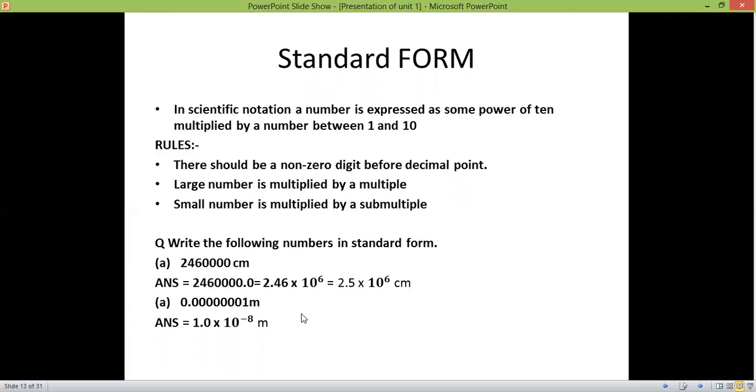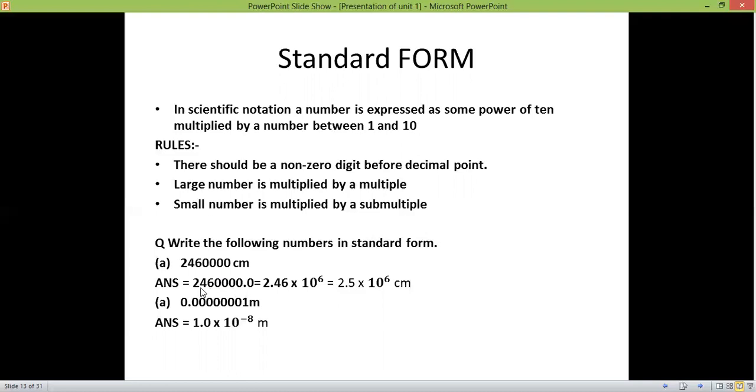In order to write it in standard form, first we need to add a decimal point to it. We have added the decimal point at the end of the reading. You can see that it is 2,460,000.0. Then now we have to shift the decimal point to the left side, and we have to see how many places it is shifted: 1, 2, 3, 4, 5, 6. It has been shifted 6 places.